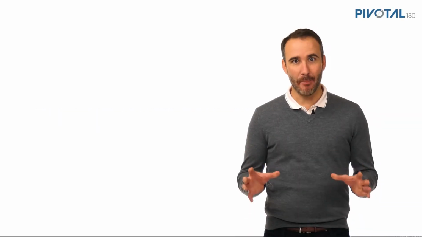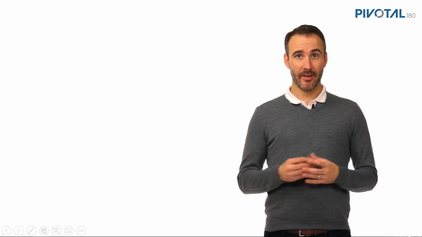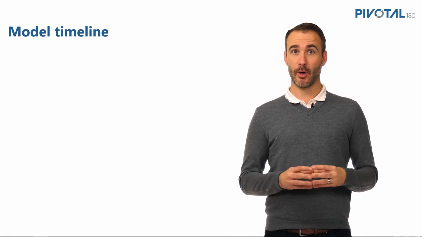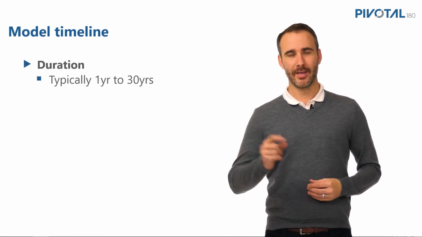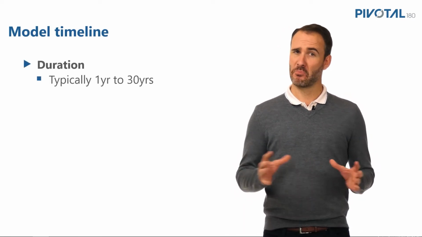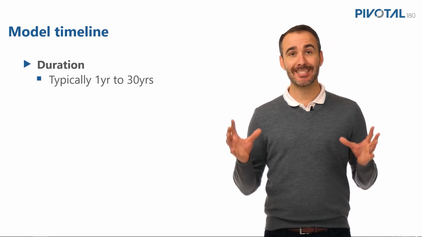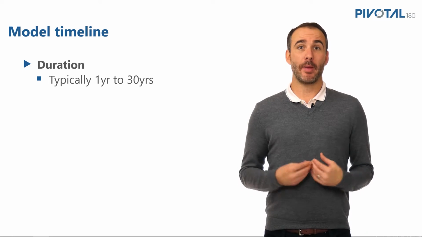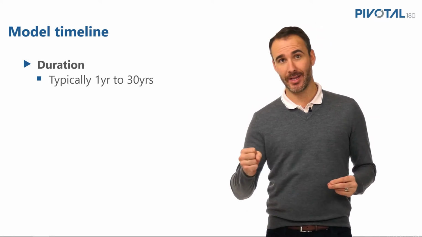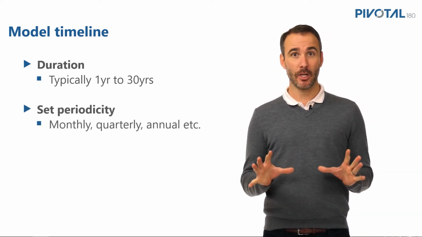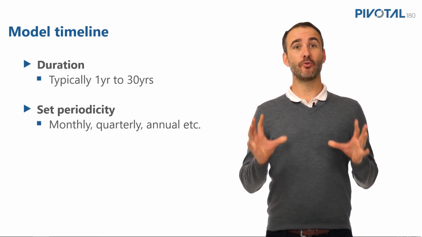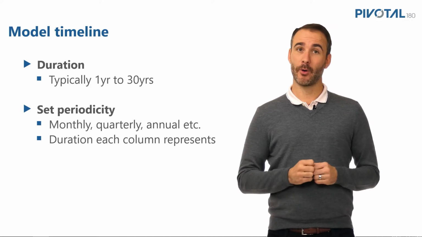When setting up a financial model, one of the first things you have to do is consider the duration of it. Is the model going for 1 year or 5 years, 30 years, or in some cases 99 years in the future? Is the model periodicity going to be monthly or quarterly, semi-annual or annual? By periodicity, I mean the duration each column of the model will represent.